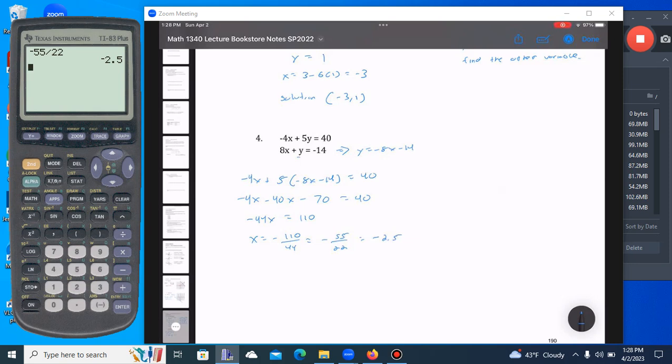And so now we want to find y. So negative 8 times negative 2.5 minus 14 will give you 6. And so your solution is negative 2.5, 6.